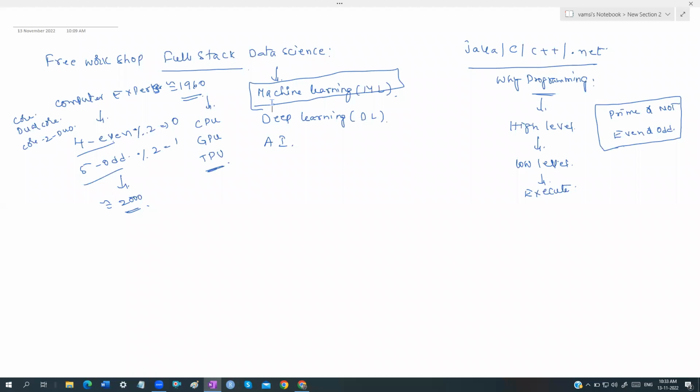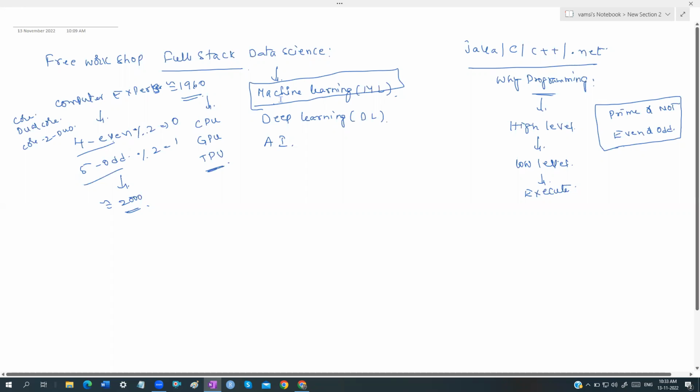I'm not teaching deep learning or talking about it in today's discussion, because today is only to get some idea of how all this actually works. Okay, so let me make you understand with a simple example.